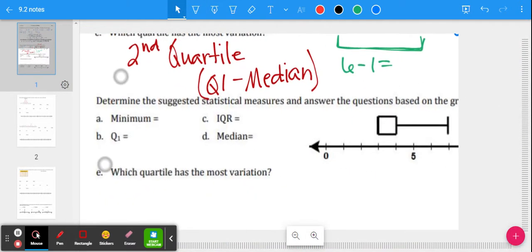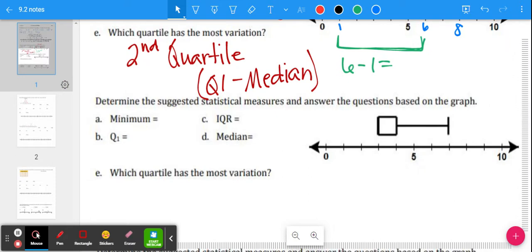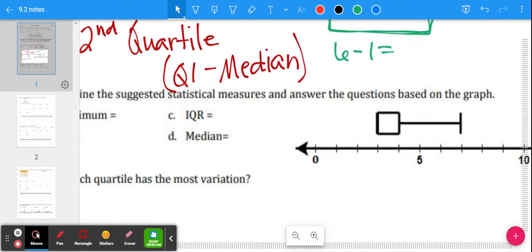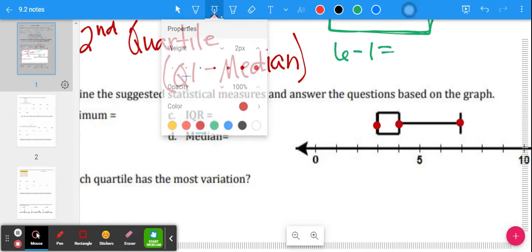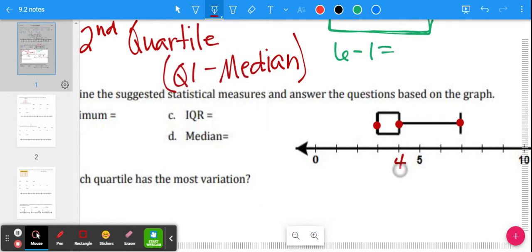Moving on to the next one, it says we need to use this one to determine the minimum, the IQR, the Q1, and the median. So this one looks a little bit different because there's not a second whisker and there's only one block in your box. That doesn't mean you don't have this information. It just means that the mode is going to be equal to where all of that missing information looks like it is. So when we look at this, we have 4, 3, and 7.